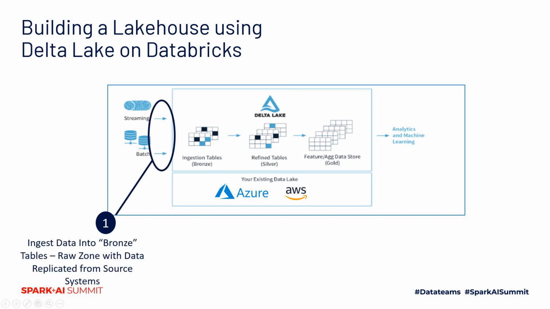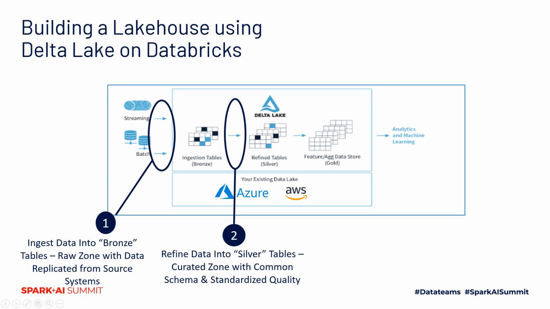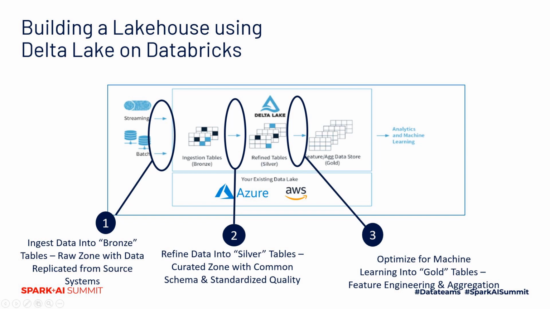The first one is sourcing the data from streams and batch and applications. And so the first thing Talend will be able to do is help you ingest that data into a raw zone so that you can get those bronze tables. The second step is how to refine that data into those silver tables. How do you curate the data with common schema and standardized quality? And lastly, taking that data to the machine learning world requires another level of transformations, and this is called feature engineering. So we'll talk about how Talend can do all three of these.